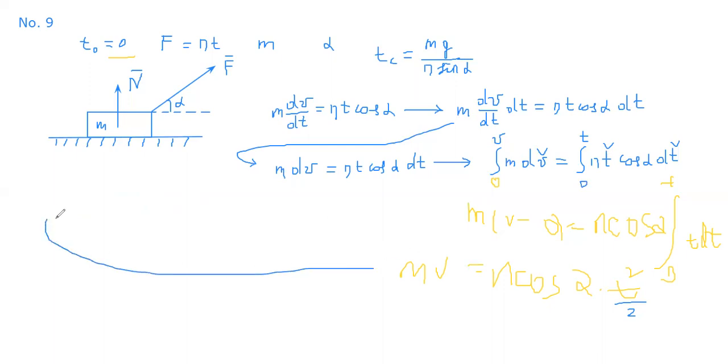According to this, we have v is equal to eta t squared cos alpha divided by 2m.